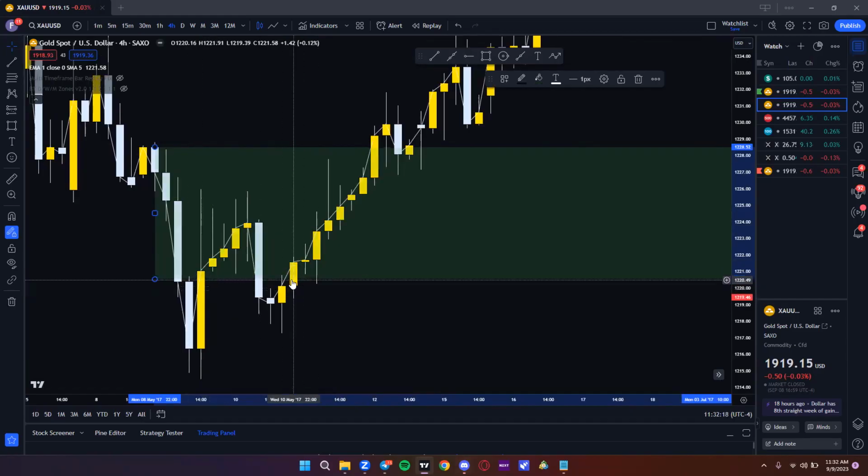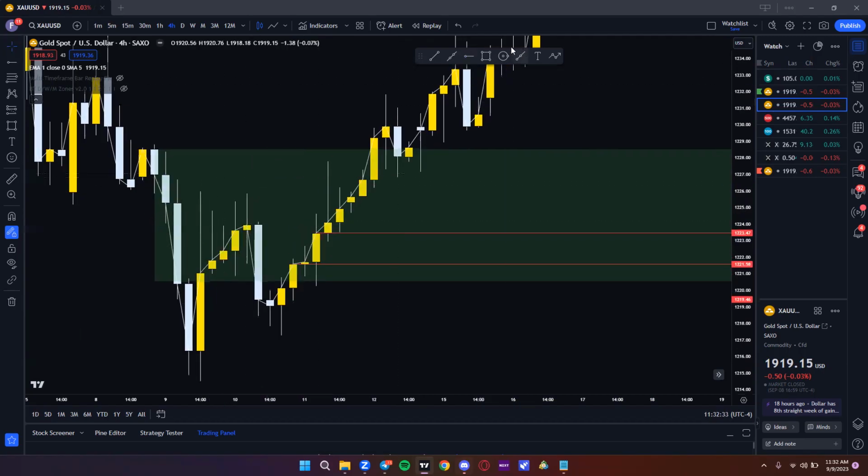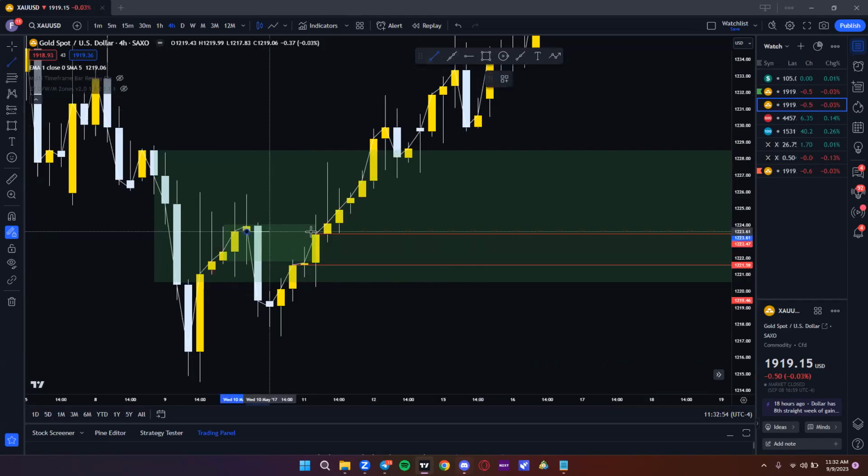Okay, we have a decision level here. Open and close, and open and close here. So what you can see is if you draw a box from here to here, you'll see that you have a breakout of a decision level.